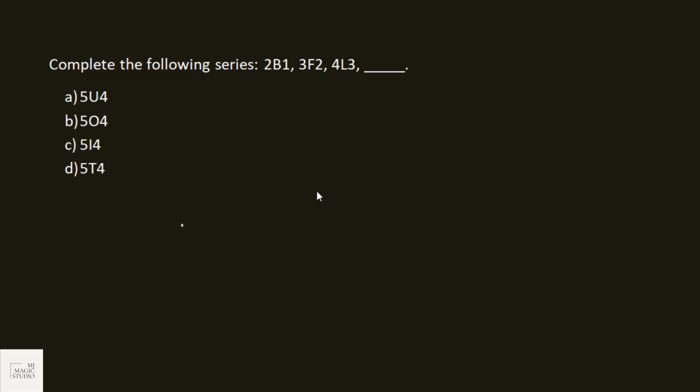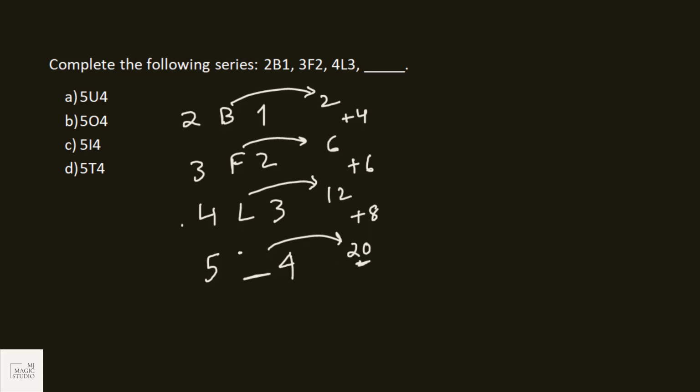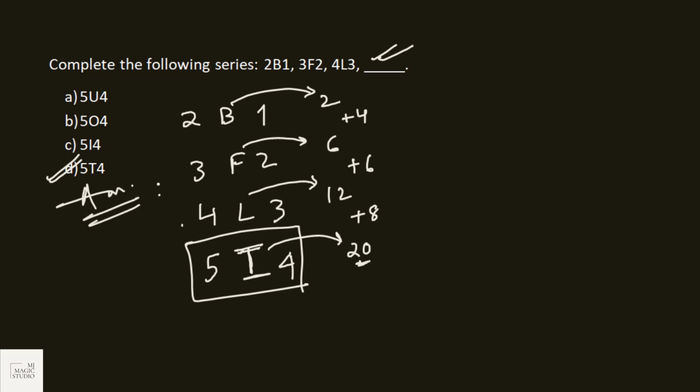Okay, one more, but this time it is alphanumerical. 2B1, then we have 3F2, 4L3. Next, 2, 3, 4, 5 and 1, 2, 3, 4, that is fine, the middle one. B is the second alphabet, F is 6th, L is 12th. Here we can see 2 plus 4 is 6, 6 plus 6 is 12. That means 12 plus 8, 20th we should get. It should be following 4 plus 6 plus 8, 20th, and T20. The 20th alphabet in the English language is T. So the missing one is 5T4. Option D.